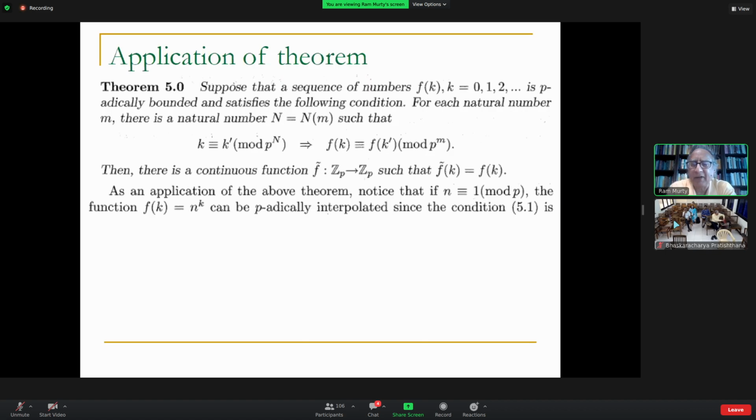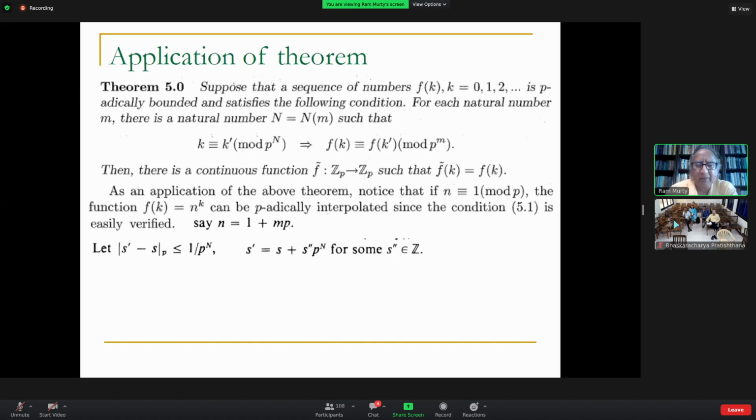So if n is congruent to 1 mod p, then this condition can be easily verified. If n is congruent to 1, we can write n as 1 plus a multiple of p. And so what is the condition we have to check? We have to check whenever s and s' are close, we want to check that f(s) and f(s') are close. So what is f(s)? f(s) is n^s. What is f(s')? It's n^s'.